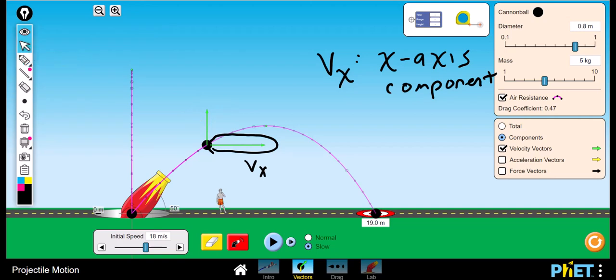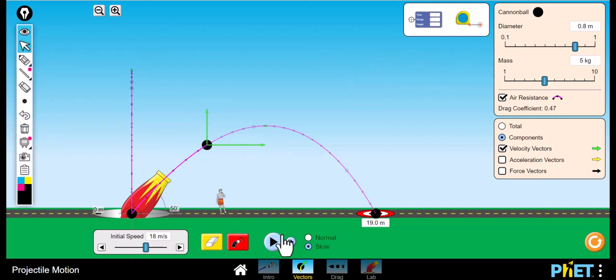So, what happens to the size of that Vx component, of that green arrow going to the right? How does it change? How is it affected by this whole thing? It doesn't seem to be affected.